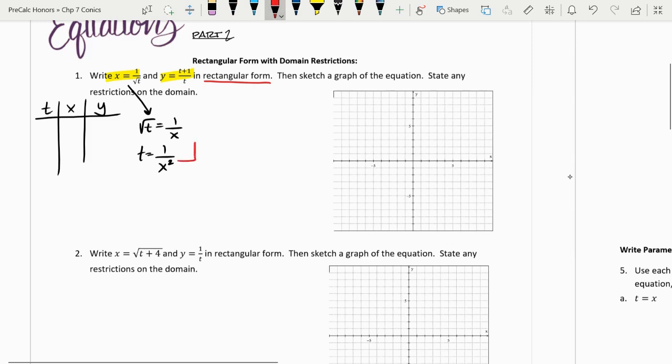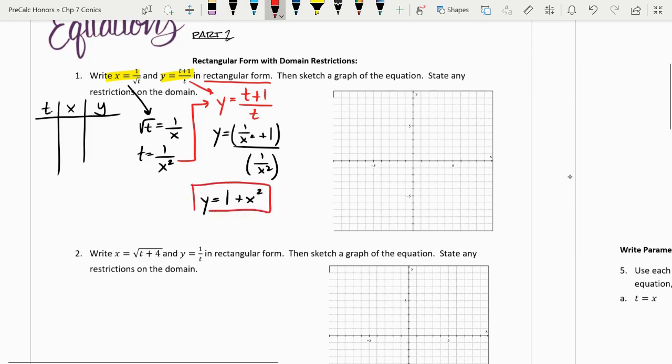But to finish our rectangular form, we're going to take this and sub it into our original y equation for all the t's. And I got to clean up my fractions. So I'm going to multiply by the reciprocal down the bottom. So we're going to get 1 plus x squared as our rectangular form.